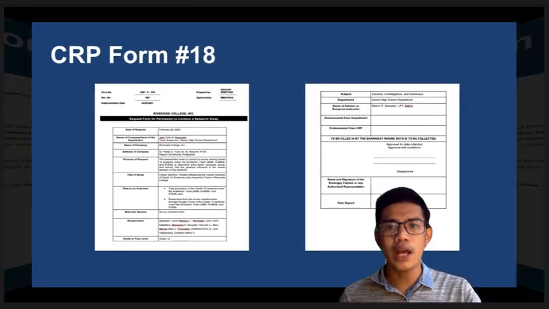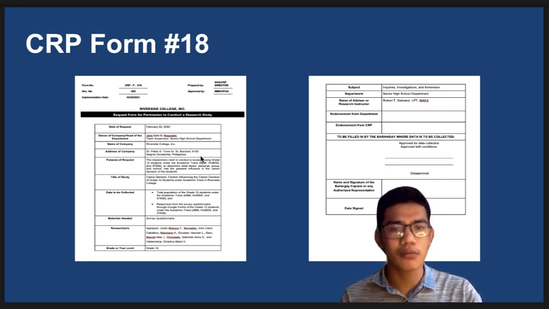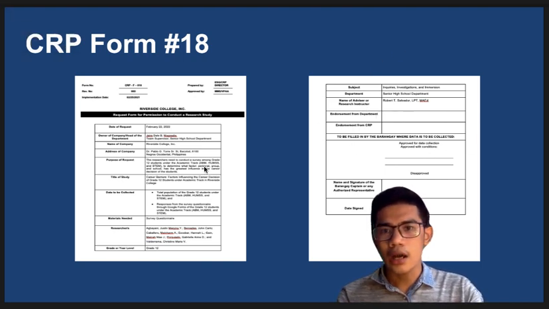Next, we have the CRP form number 18. What to edit here? There are a few sections here you will edit. Okay? No need to touch on top and below on the second part. No need to touch this.